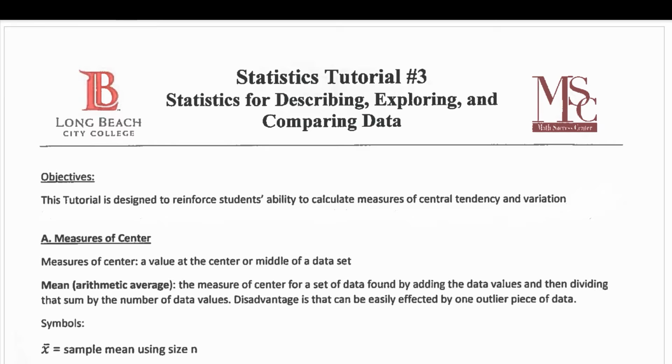Now there is a disadvantage to this measure of center, this mean, and that is that it can be easily affected by an outlier. An outlier is a data value that typically is either very large or very small, and it's just not like the others. It's far away from all the other data values, so it's kind of singled out. And what that value does is skew the calculation.